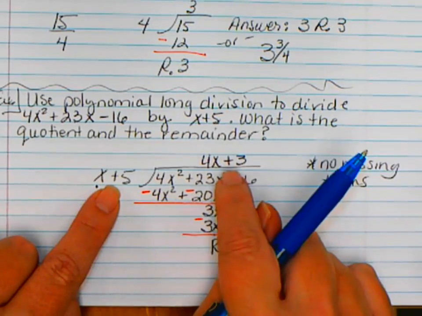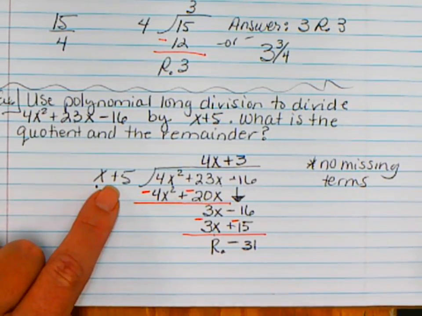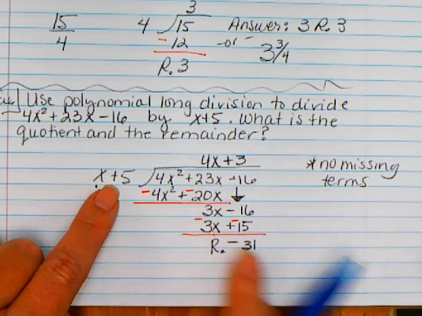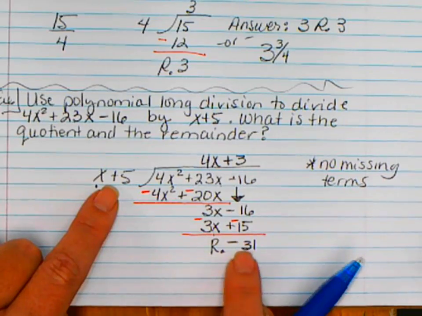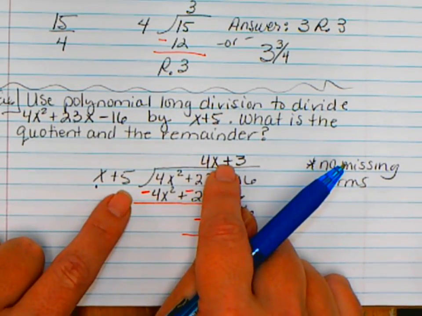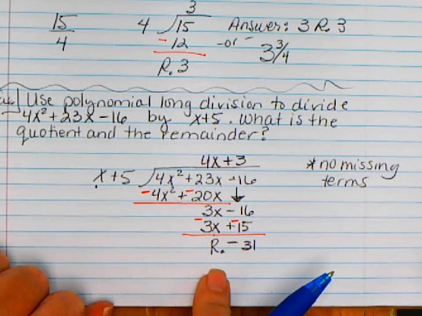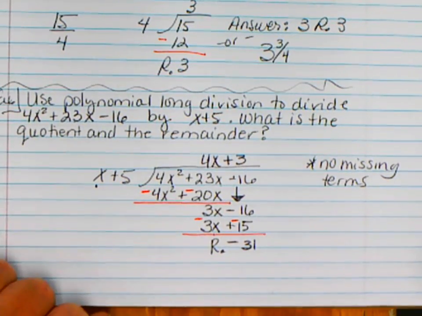Is x plus 5 times 4x plus 3 equal to 4x squared plus 3x minus 16? No, they're not factors because I have a remainder. If this remainder were 0, I would know that I could multiply these 2 factors together and they would give me 4x squared plus 23x minus 16. But because my remainder is not 0, I know these are not factors.